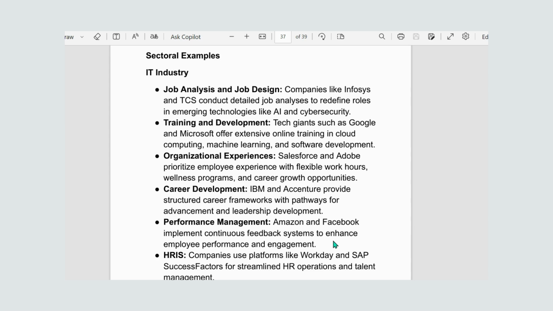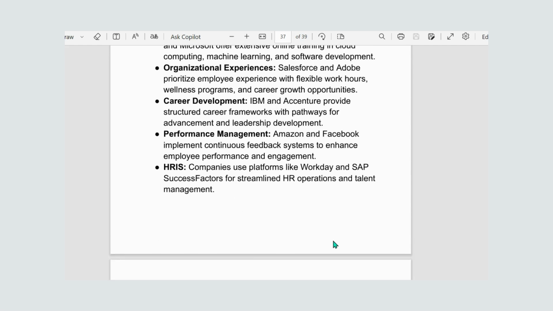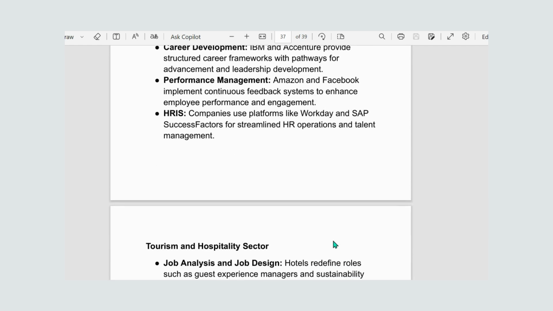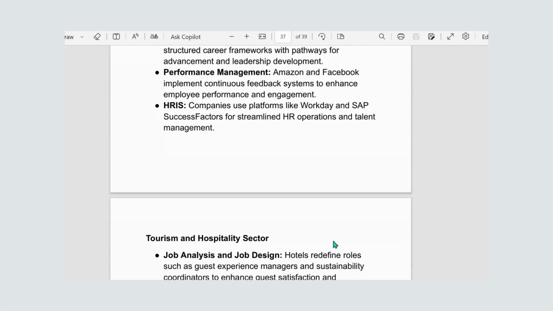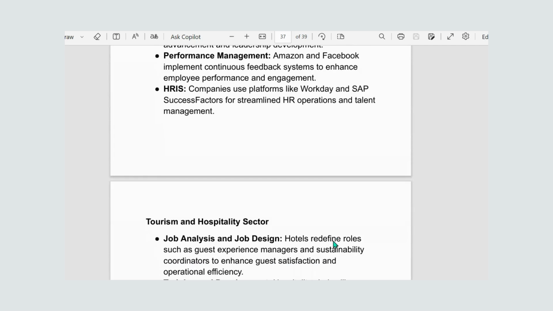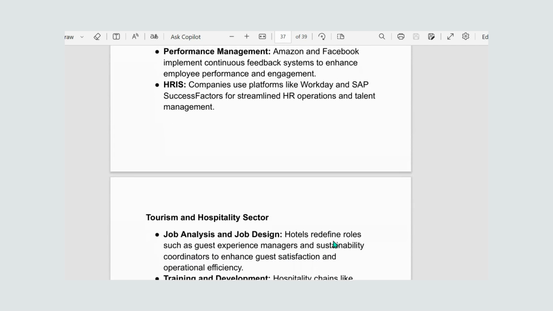Companies like Salesforce and Adobe prioritize employees' experience with flexible work hours, which helps in career growth opportunities. Also, for career development, in IT industries like IBM and Accenture, they provide a career framework for advancement and leadership development. For performance management and HRIS, we can see various companies use them for improving their talent management.